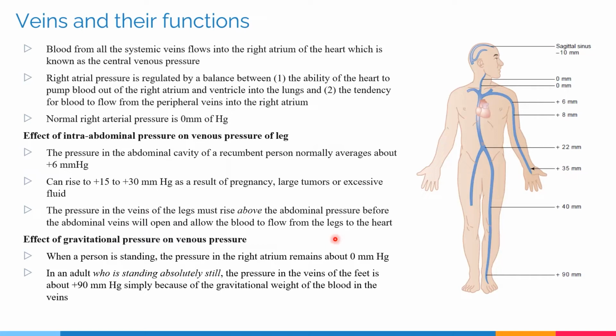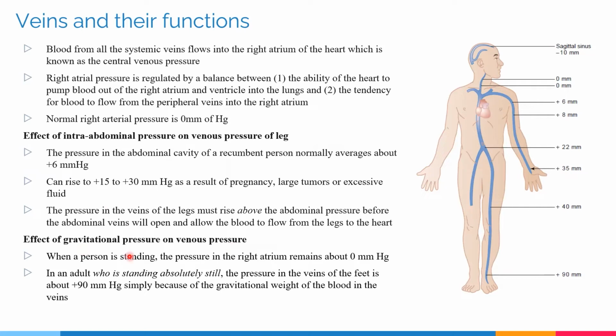So what does this mean? Blood will flow from a higher pressure to a lower pressure, and the pressure at the right atrium is around 0 millimeters of mercury. If the blood pressure at the legs is not higher than the intra-abdominal pressure, then blood cannot flow from the legs back to the heart and will be stored in the legs, which is very dangerous. Thus, this can occur in cases such as large tumors or excessive fluid storage, or in pregnancy, where intra-abdominal pressure rises to a higher degree, which prevents blood flow and collapses the abdominal veins.